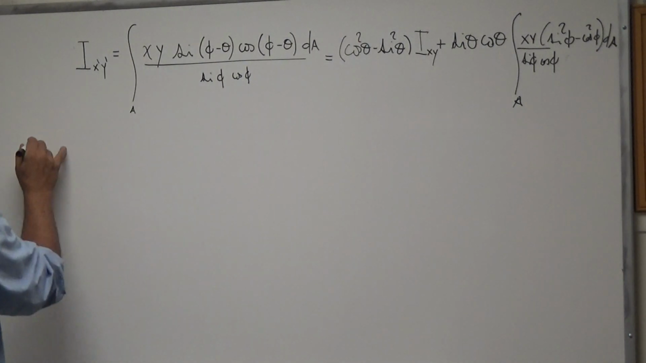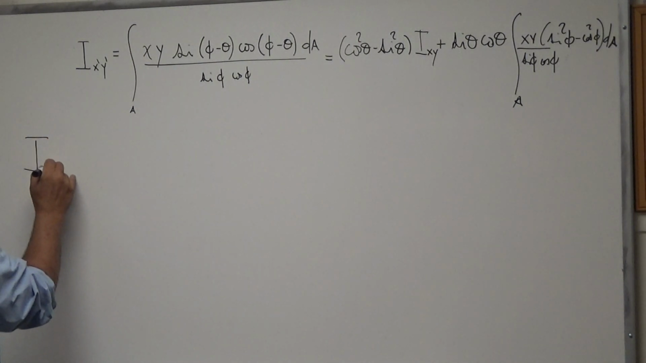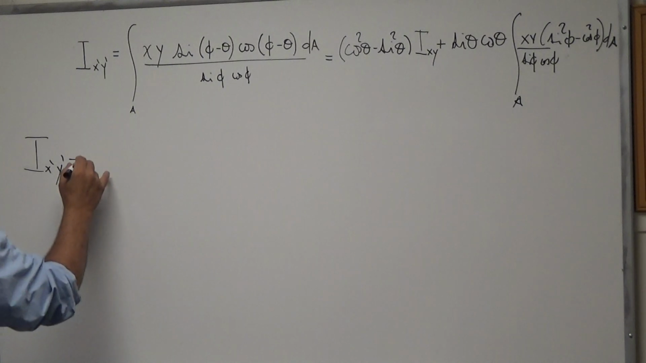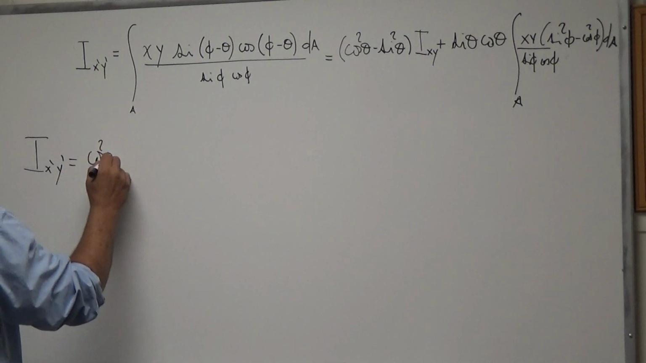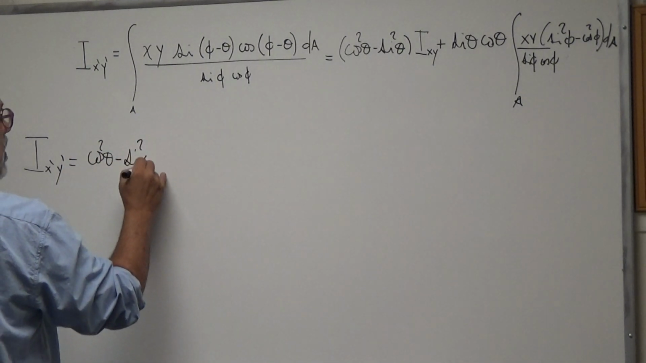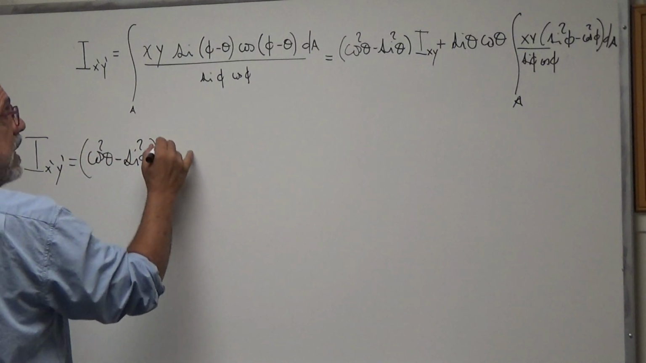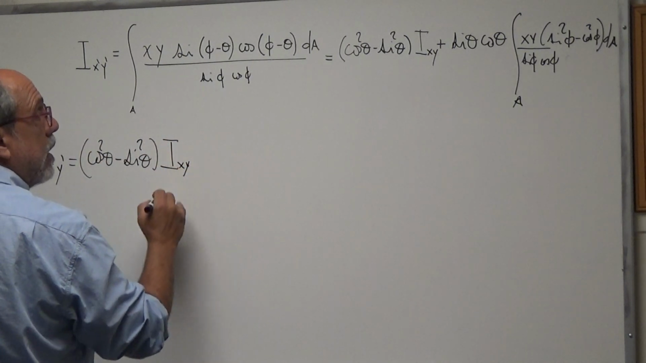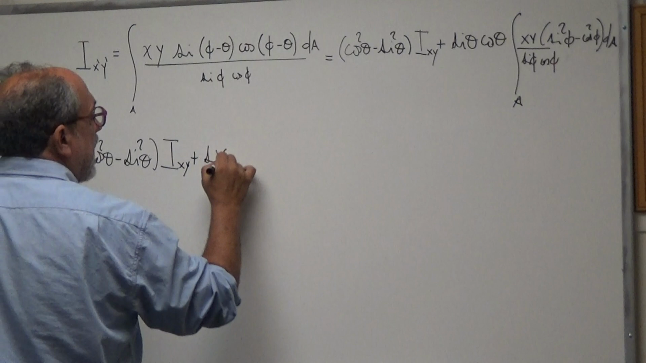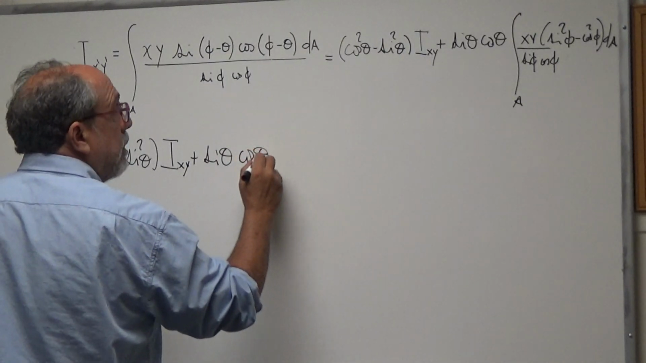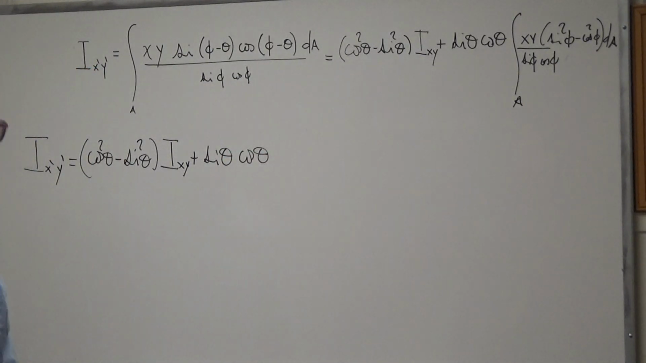And then we have I x prime y prime equals cosine squared of theta minus sine squared of theta times Ixy plus sine of theta cosine theta. Now I want to deal with that integral over there.